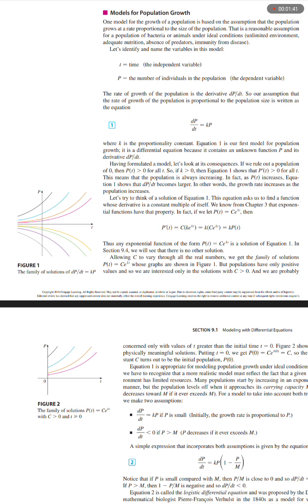Having formulated a model, let's look at its consequences. If we rule out a population of 0, then P(t) is greater than 0 for all t. So if k is greater than 0, then equation 1 shows that P'(t) is greater than 0 for all t. This means that the population is always increasing. In fact, as P(t) increases, equation 1 shows that dP/dt becomes larger. In other words, the growth rate increases as the population increases. See figure 1, the family of solutions of dP/dt equals kP.